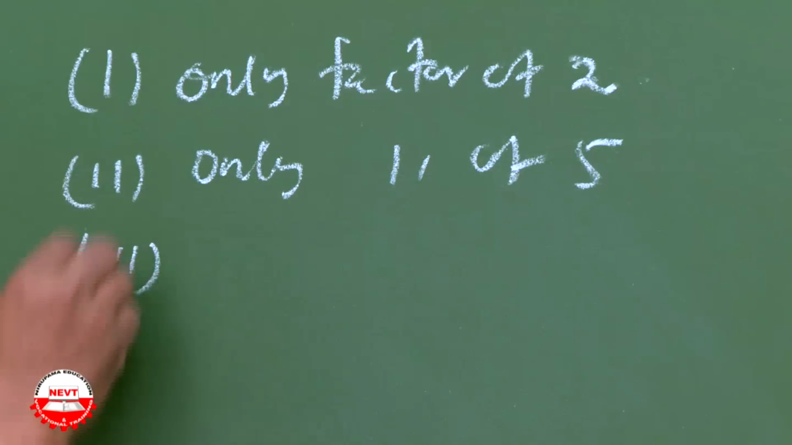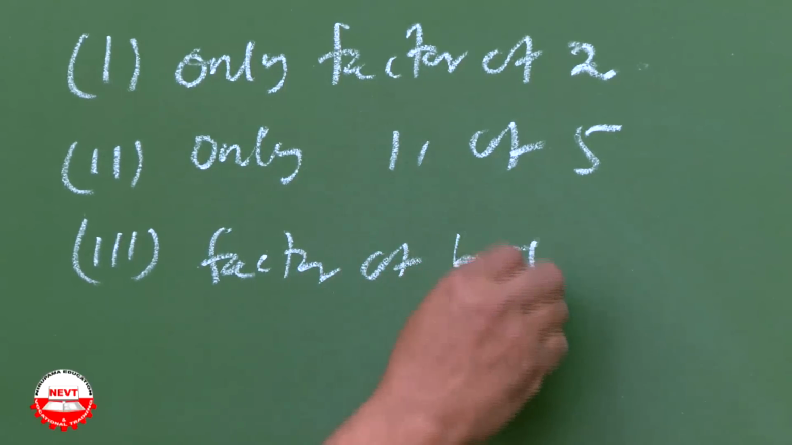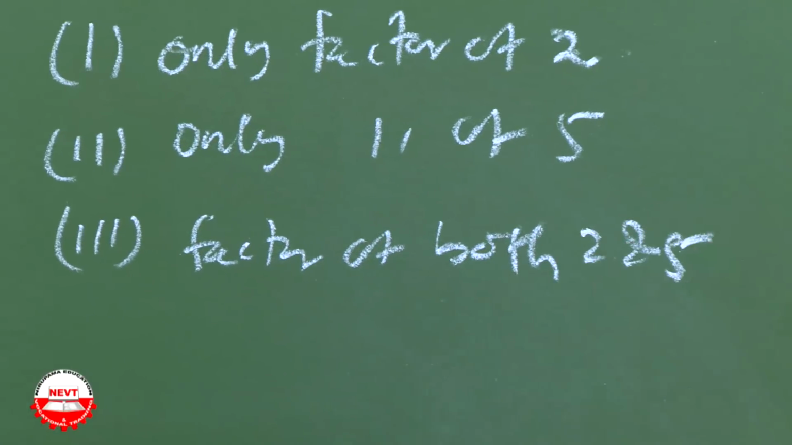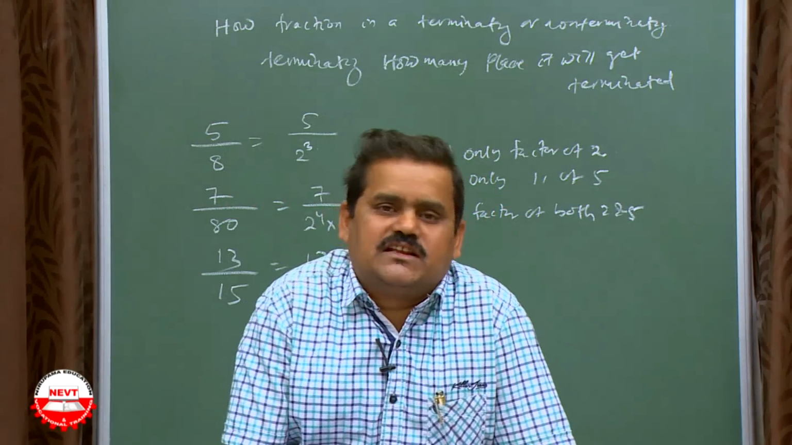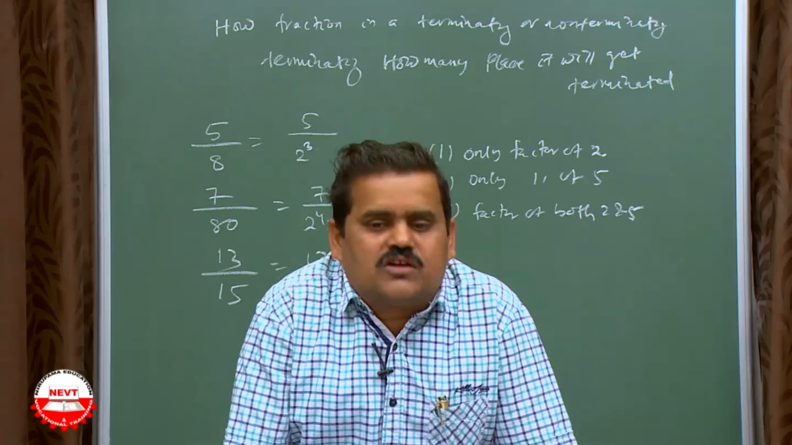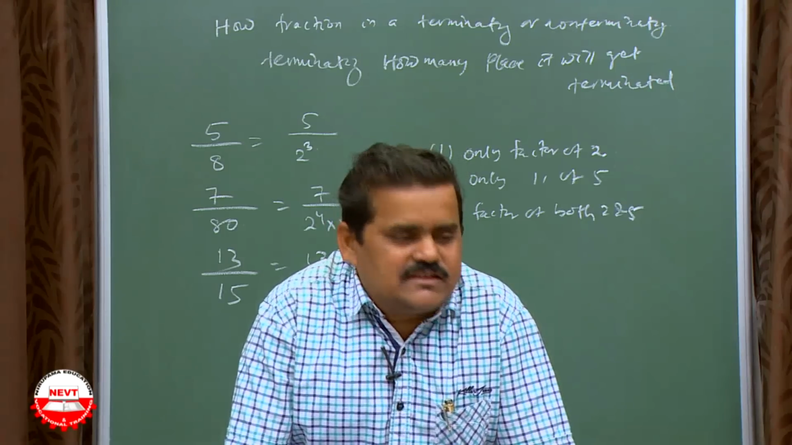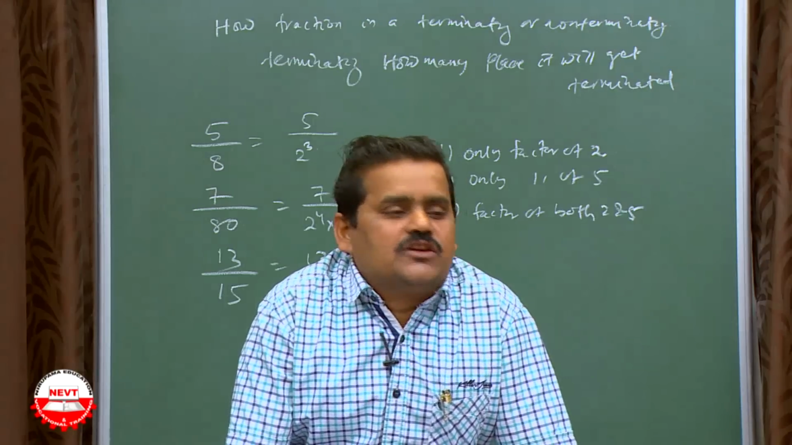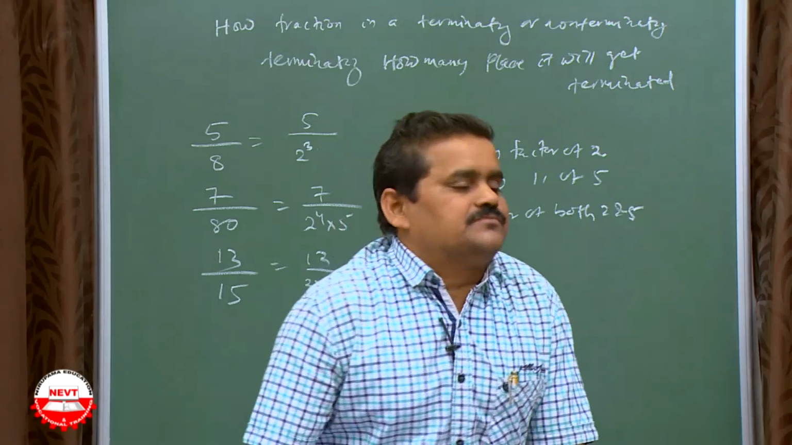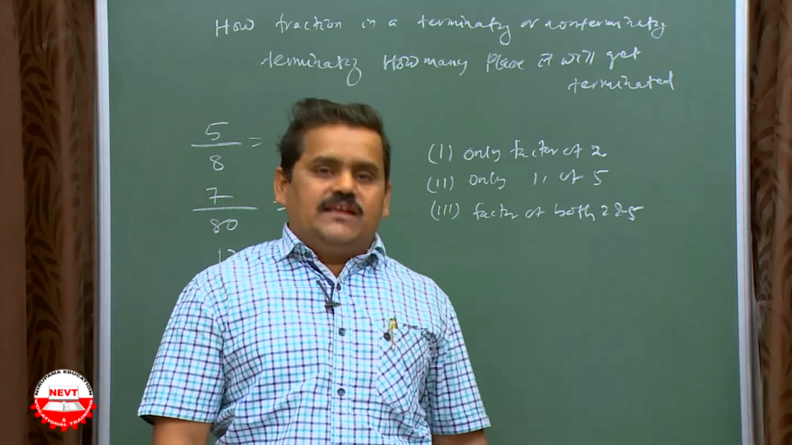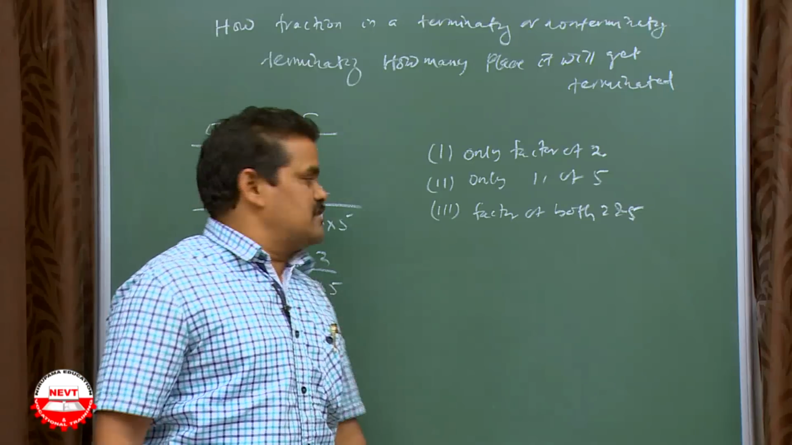or factor of both 2 and 5, that means no other factor is present, then it is a terminating decimal. Except 2 or 5, if any other factor is there, in that case it is non-terminating. Non-terminating means it is a recurring decimal. Okay? Non-recurring ones are only irrational numbers. Okay? We will discuss the irrational numbers later on.